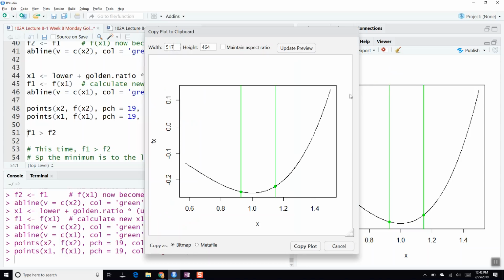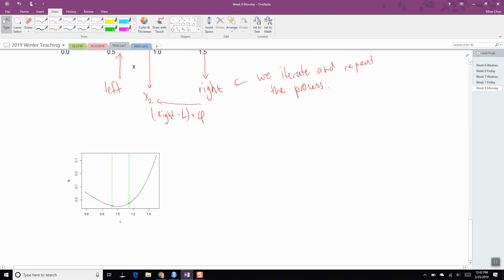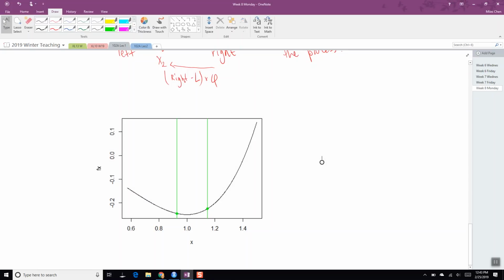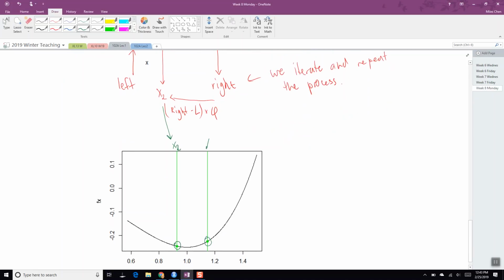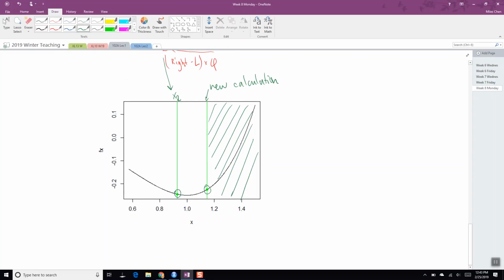So let me just go ahead and copy that. We'll copy this plot. So we're zooming in. Okay, and then we calculated, again, we calculated this location right here. So this is our new x1. I'm sorry, this is our new x2. Okay, and this is a new calculation. And then because this spot is lower than this spot, we can eliminate this side. All right. And we know the minimum has to be between 0.6 and 1.1-ish, okay? Something around there.